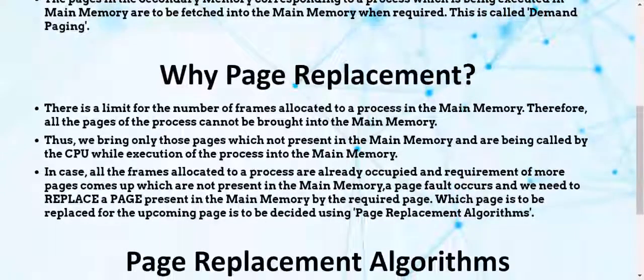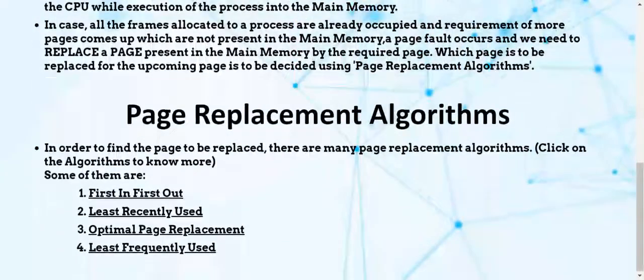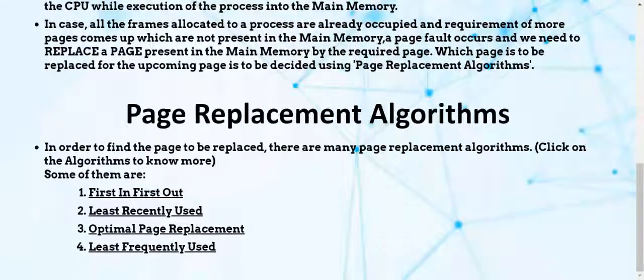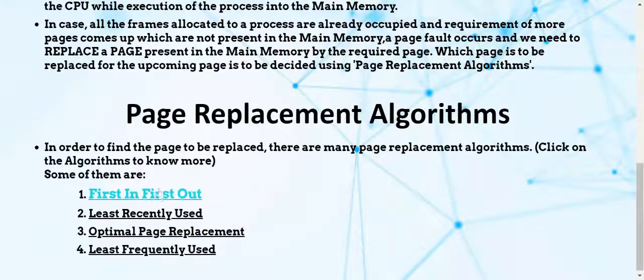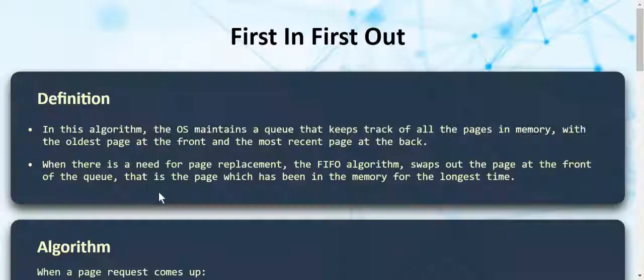Since we have a limited number of frames allocated to a particular process, we might need to swap some pages out to bring the required pages, and for that we need page replacement algorithms. Now let's move on to the four algorithms. First is FIFO, that is first in, first out.